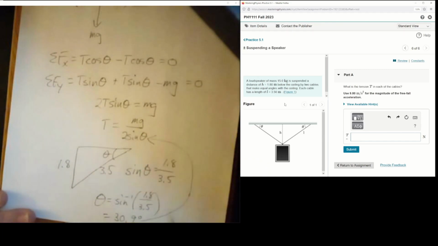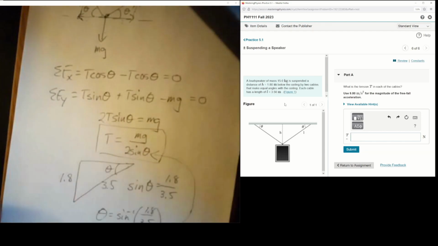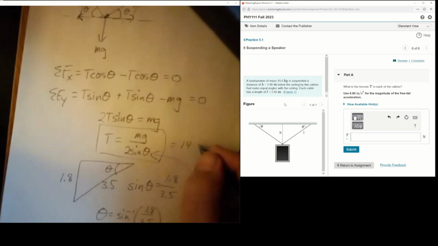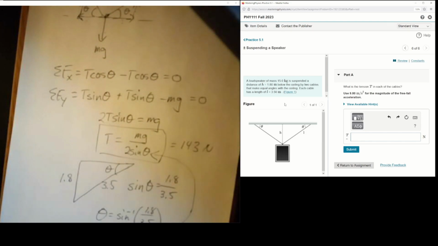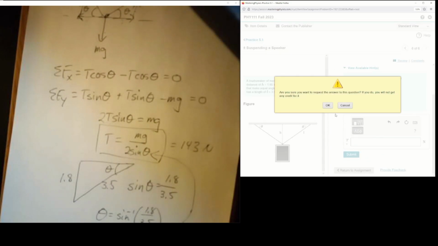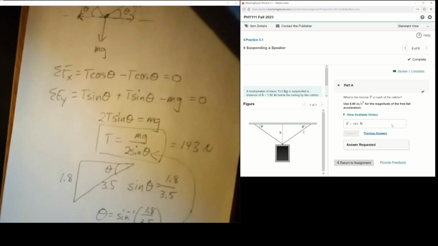I'm going to take that and put it into here now to get my actual numeric answer for the tension. So I'm going to plug that in. So 143 newtons. And that is the only part to that question.